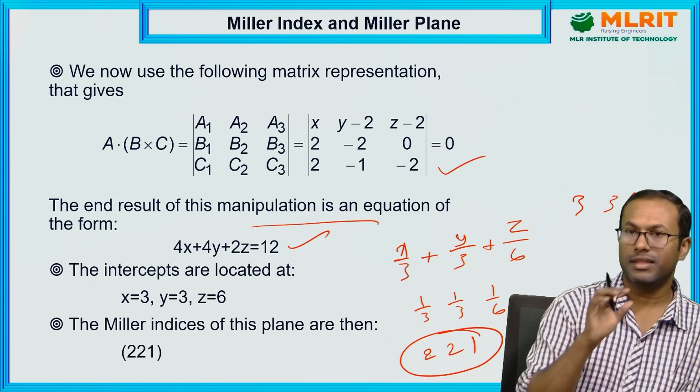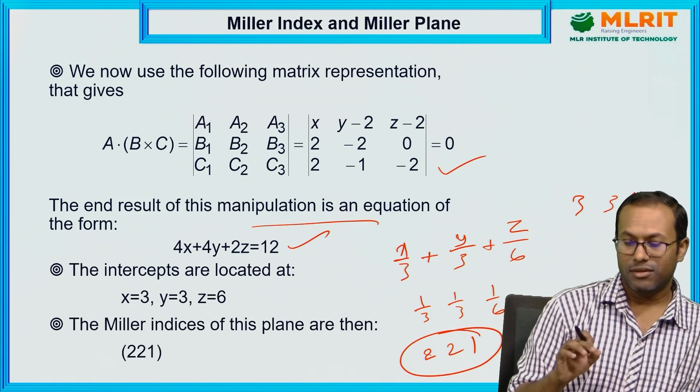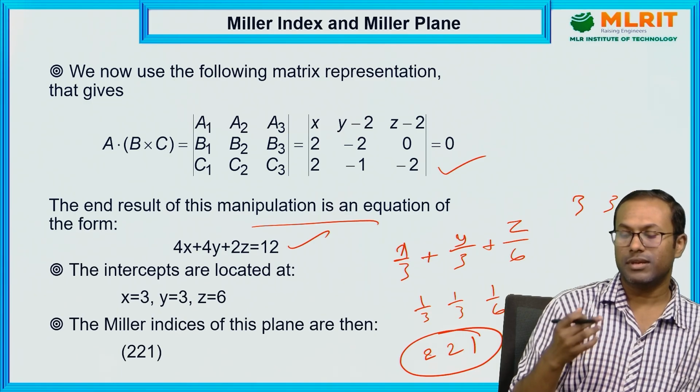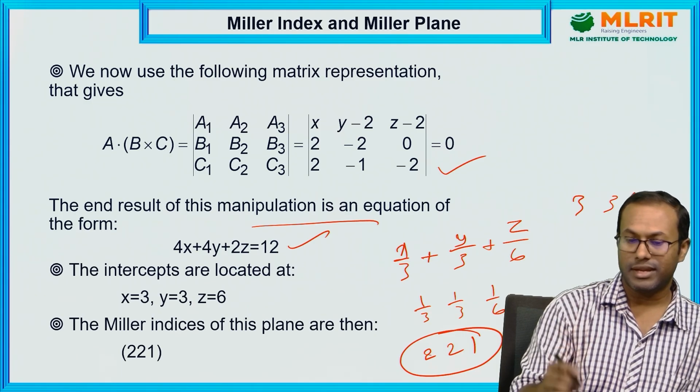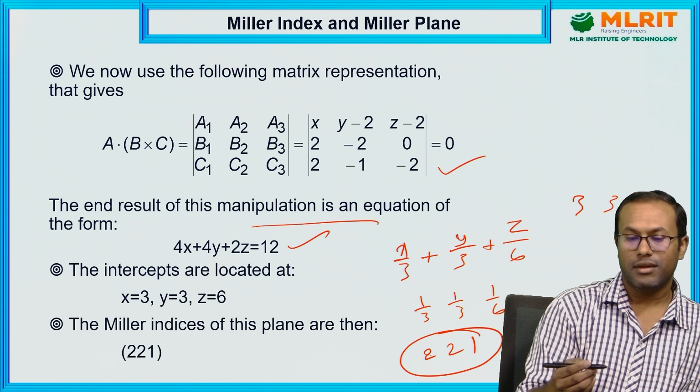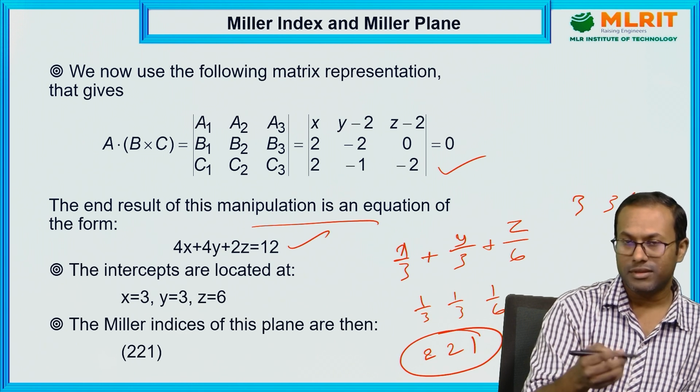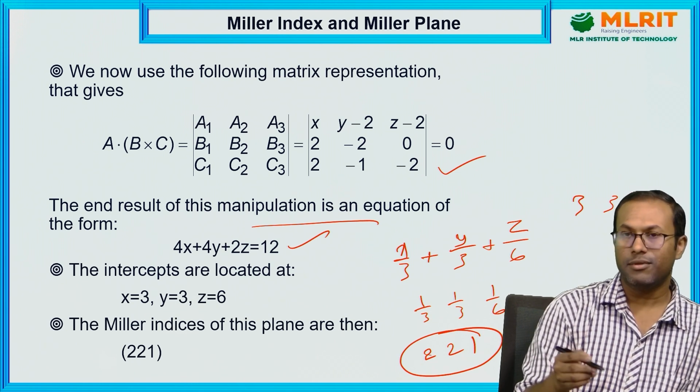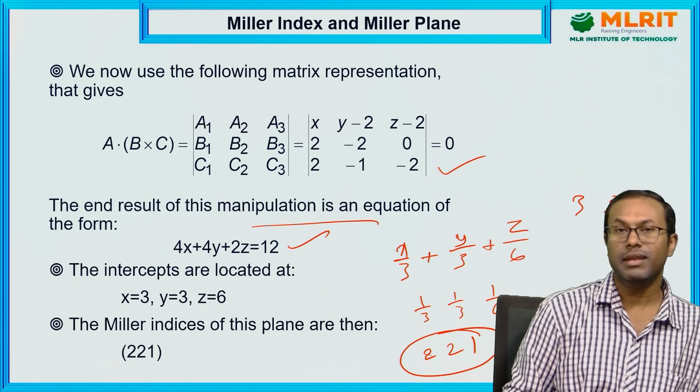If for this plane 3 points are given, and those are not on the intercept of the crystallographic axis, in that case you have to solve that problem in a different way. That is the vector identity form you have to use, and from there you can determine the Miller planes.